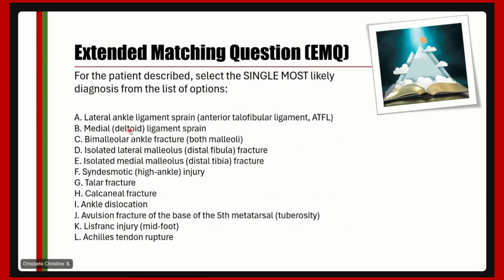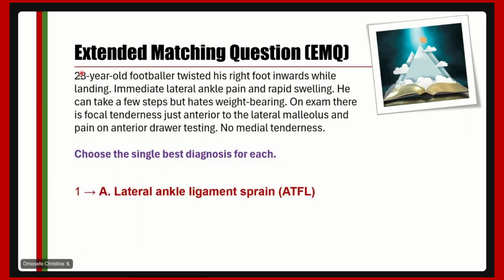So here is an example. For the patient described, select the most likely diagnosis from the list of options. And here they've given you A to L. That's your options right there. That's your leading question. And now your stems come in. So you then get A. This is still in one, though. It's not two in one. It's still in one segment of the question.